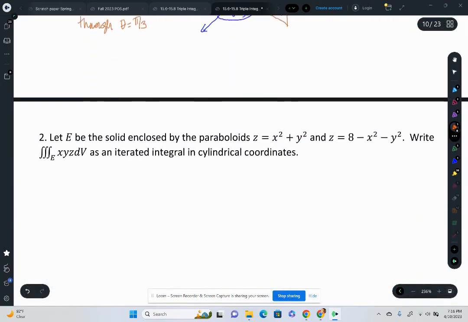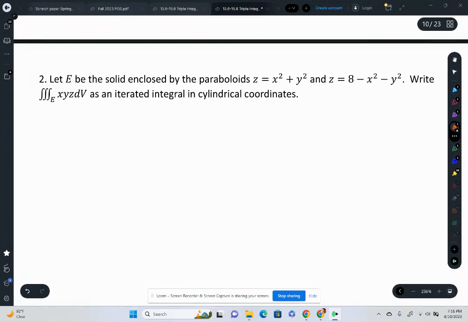Now we want to set up some integrals, okay? In this next problem, we're going to let E be the solid that's enclosed by the paraboloids z equals x squared plus y squared, and z equals 8 minus x squared minus y squared. And we're going to write this triple integral over E of x, y, z dV as an iterated integral in cylindrical coordinates, okay?